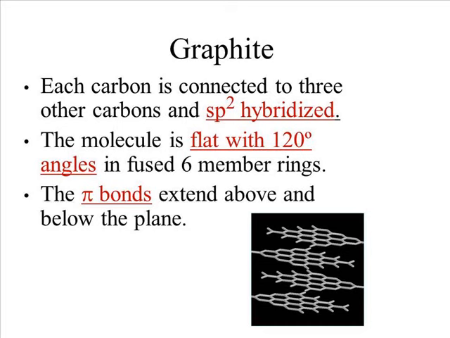Graphite is not a macromolecule. It's not a network covalent solid. It does have interesting bonding. sp2 hybridized. Electrons are free to move through those pi bonds. It's a conductor. It is soft.